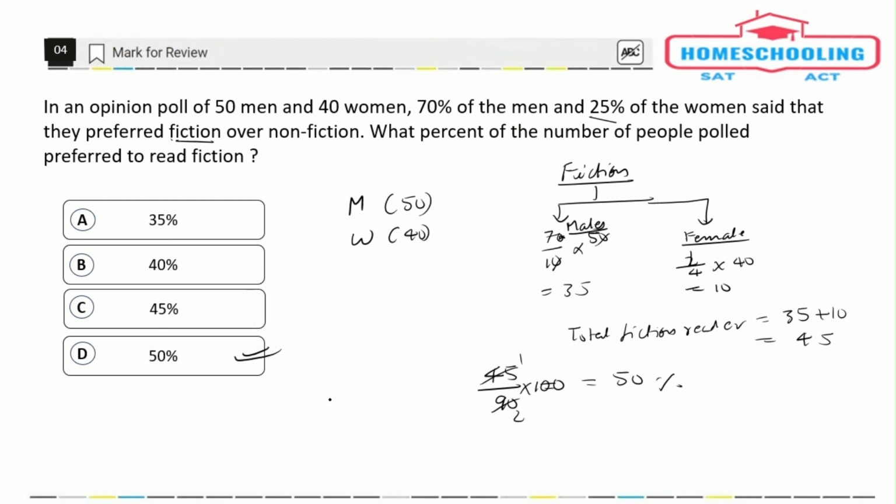So the fiction read percentage is equal to 50%. Now moving to the next question.